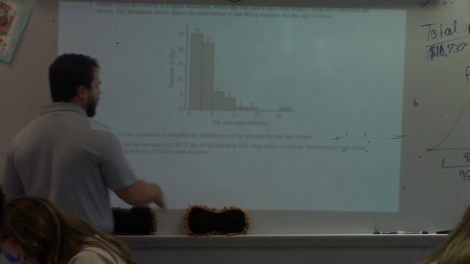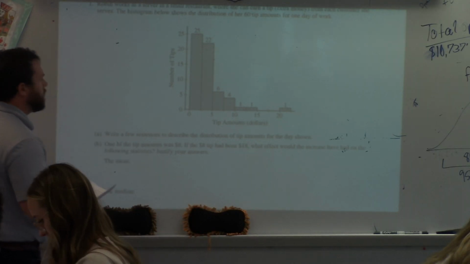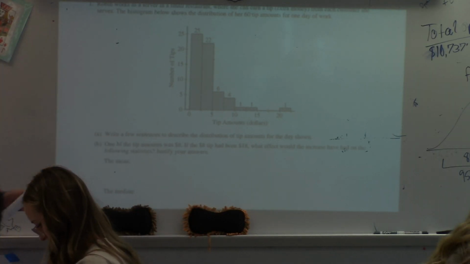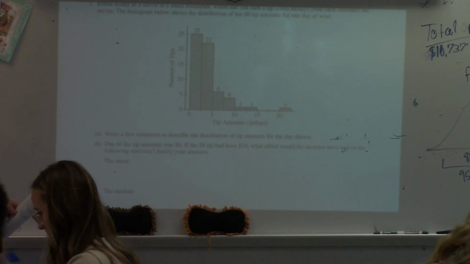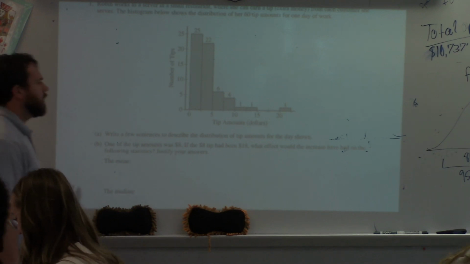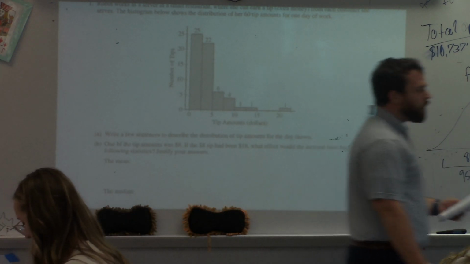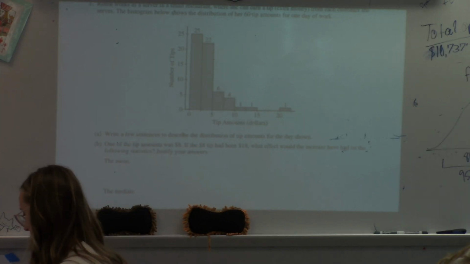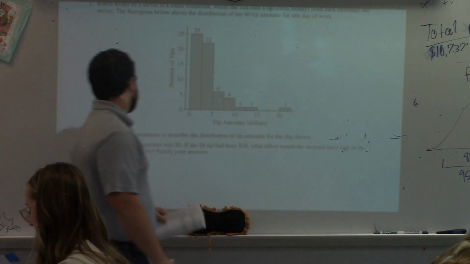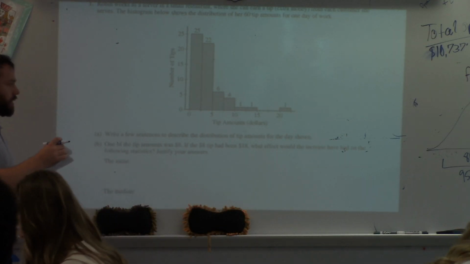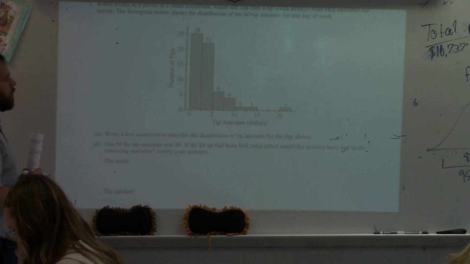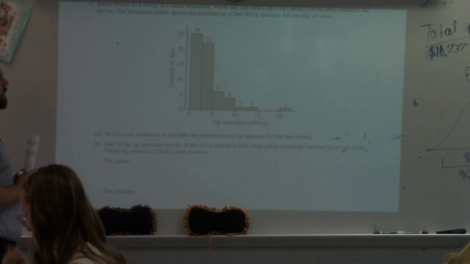When it says write a few sentences to describe her distribution, what should we be thinking about? In context, okay. Remember, you can write it a million different ways. You just have to hit center, unusual aspects, shape, and spread. I do prefer starting with center and with spread. So what could I say maybe about the center?